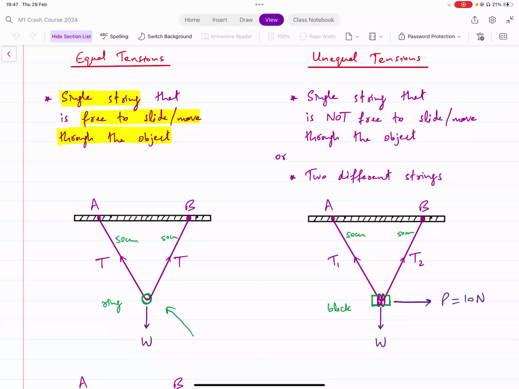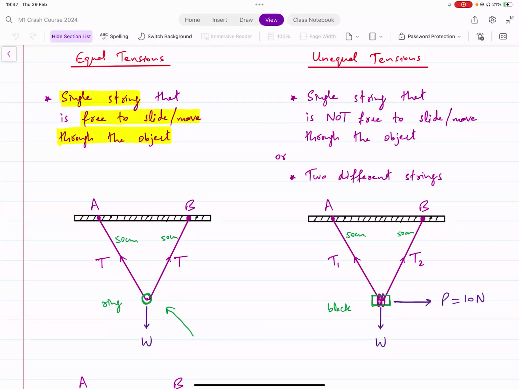So equal tensions are when there's a single string and that string is free to slide through the object. In that case, you have equal tension on both sides. When either of those two conditions is not met, that means either it's not a single string, or if it's a single string, it's not free to slide, in that case, you do not assume equal tensions.